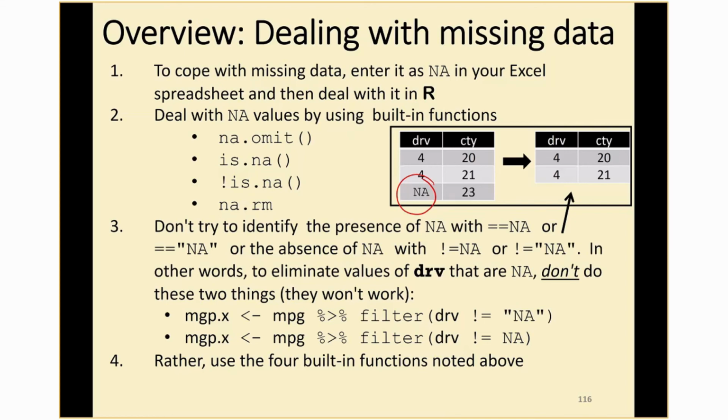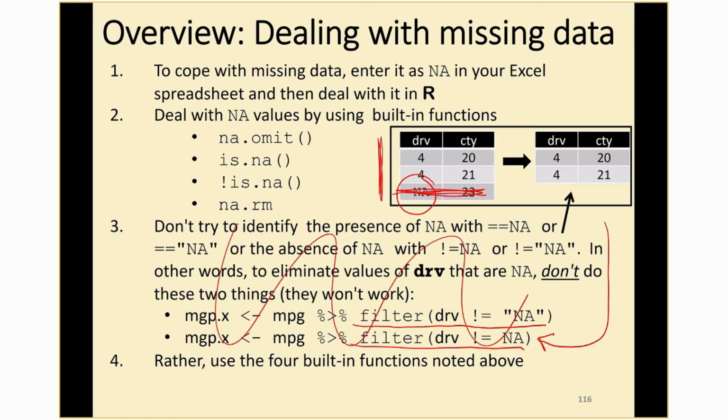So let's say you've got a tiny little R data frame that looks like this, and you want to get rid of this record. What you might think about trying is something like this: try to filter to get rid of the NA. Try this way of filtering, try this way of filtering, and what all this text is telling you is don't bother trying. It isn't going to work. The way to deal with missing data is, in your Excel spreadsheet, add the data as NA.